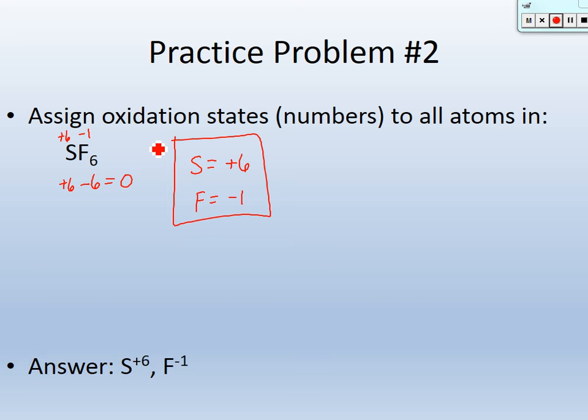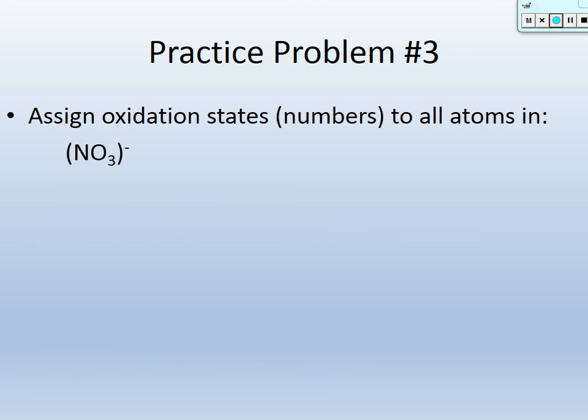And we got that right. Okay, let's go to number 3. It says assign oxidation states or numbers to all the atoms in this. This is a polyatomic ion, it's nitrate. But remember, it's got a -1 charge, so it better sum to a -1. So hit pause, see if you can get the oxidation numbers for oxygen and nitrogen, and then hit play when you have your answer.